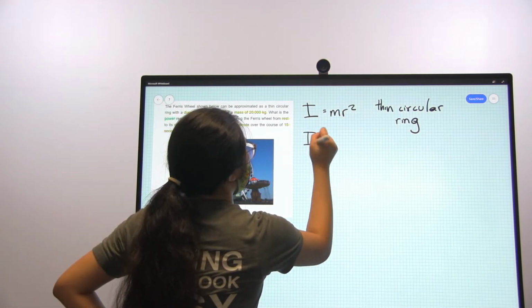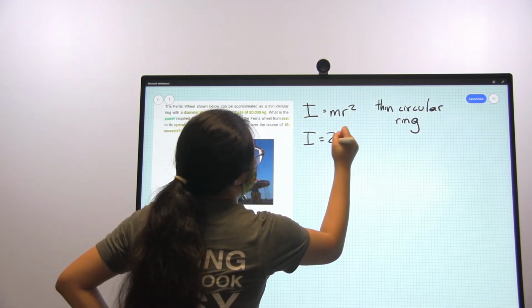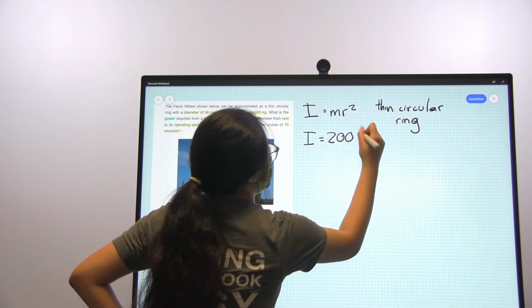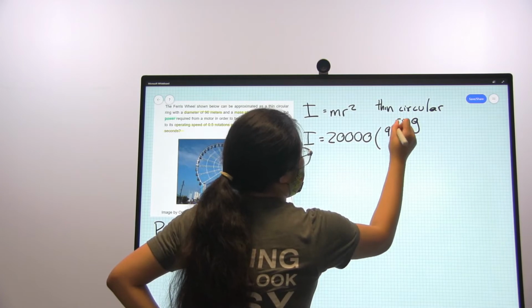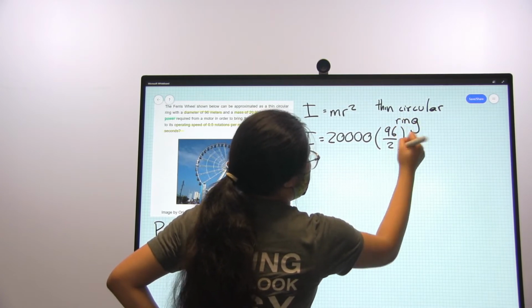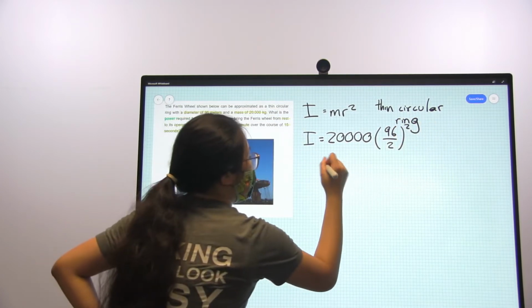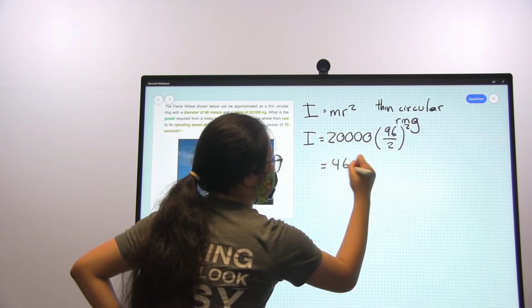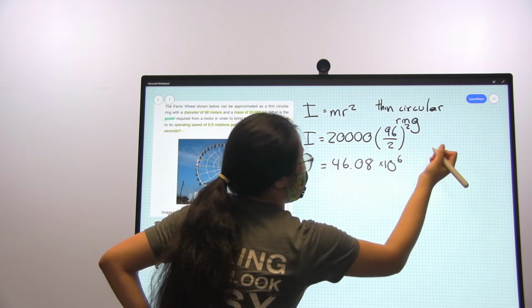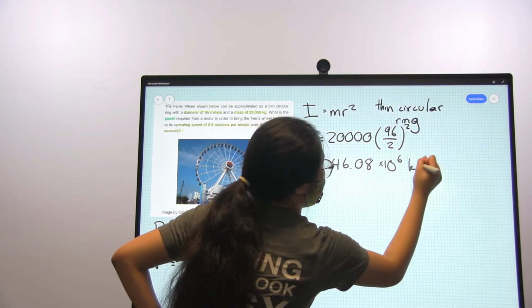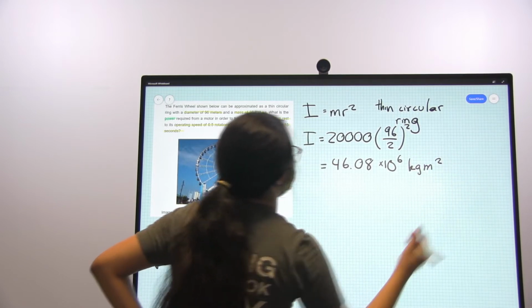So I is equal to the mass of the Ferris wheel, 20,000 kilograms, times the radius, which is its diameter, 96, divided by 2, squared. And that is equal to 46.08 times 10 to the 6th kilogram meters squared.